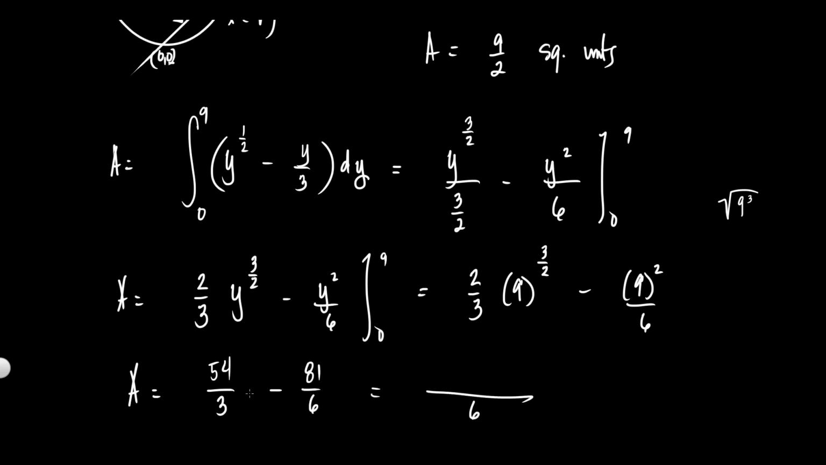So 6, so 2, we have 108 minus 81. 108 minus 81 is, ilan yon? So we have 27, no? 27 over 6 divided by 3. So we have 9 over 2 square units. Same answer, no? Same answer.